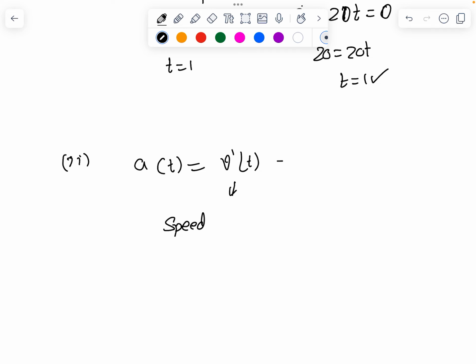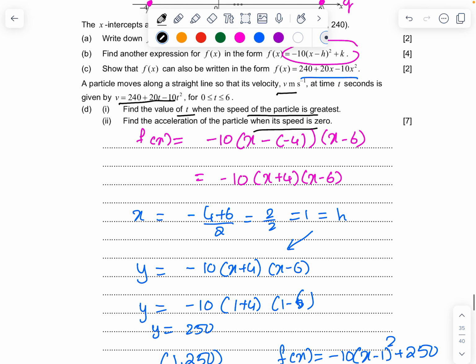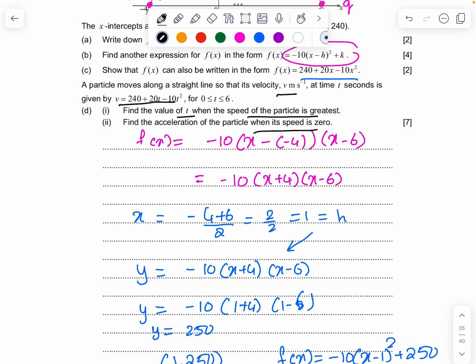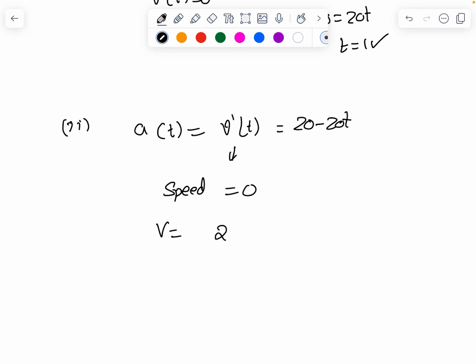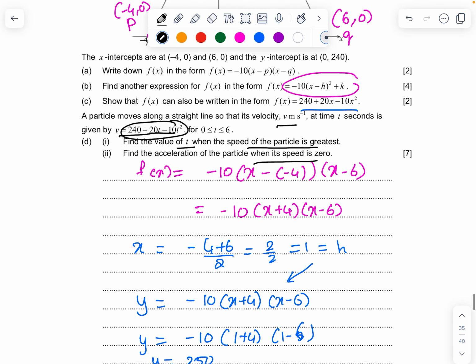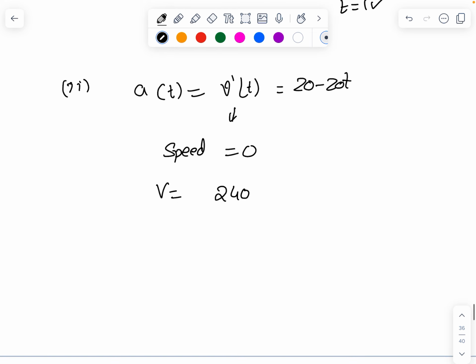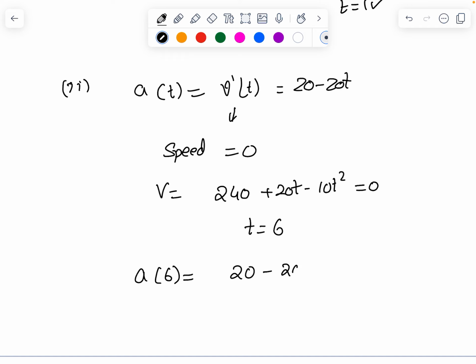What is the formula for the speed? The speed formula was 240 plus 20t minus 10t squared. This should equal 0. By using the calculator, we get t equal to 6. So the acceleration at t equals 6: substitute that, 20 minus 20 times 6, which is going to be negative 100 meters per second squared.